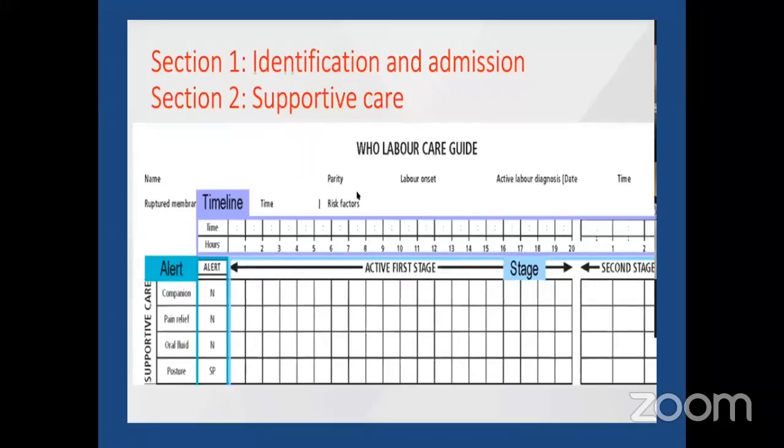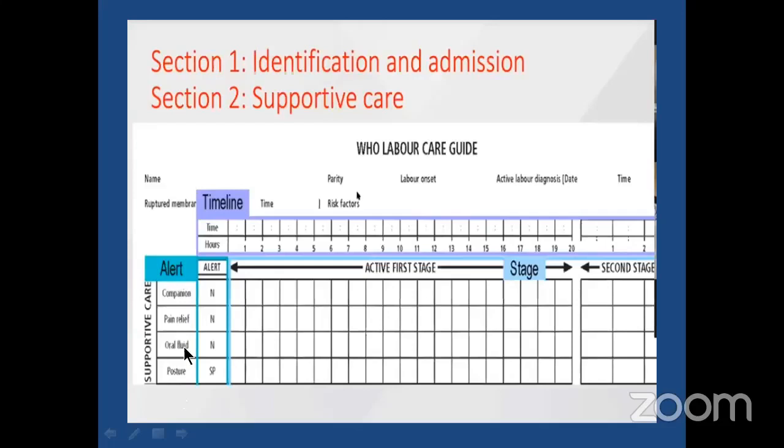And let us go one by one as to what is this alert. The first section is supportive care, right? And supportive care includes whether there is a companion, whether you have given her pain relief. Many cesarean sections are done on demand. Why? Because the mother doesn't want to bear the pain. So actually, if you don't give pain relief, this in itself is an alert.